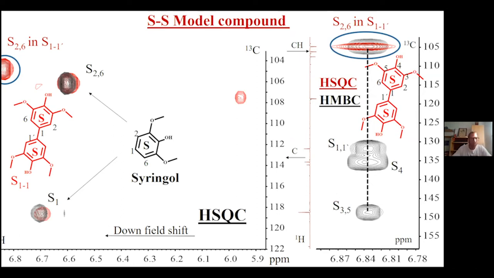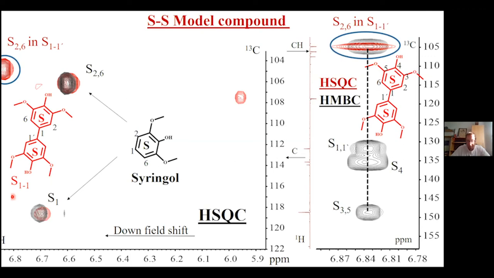Yeah. Okay, so how did we get this information? Here we can see an overlay of the HSQC spectrum of the starting monomer, the Syringol, whose peaks are represented in black, with its oligomeric product, the SS model compound. So when we polymerize Syringol, here we could detect this cross peak, which we have assigned to the protonated carbon in position 2,6 in the symmetric 1,1 tetramethyl diphenol, which I've drawn here in red, we can call S11.